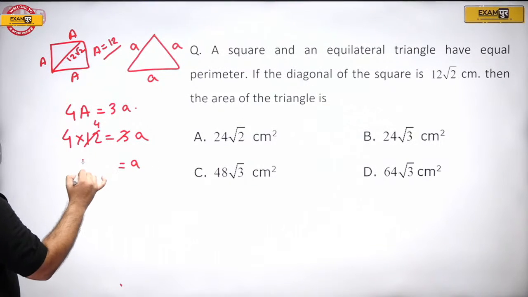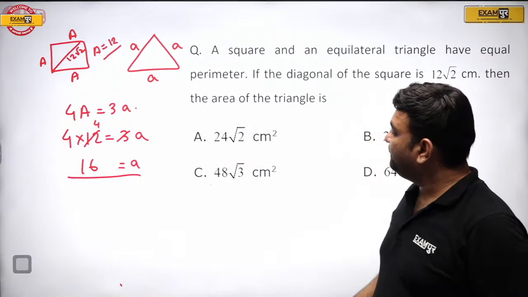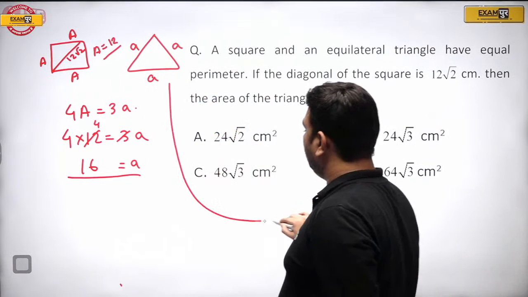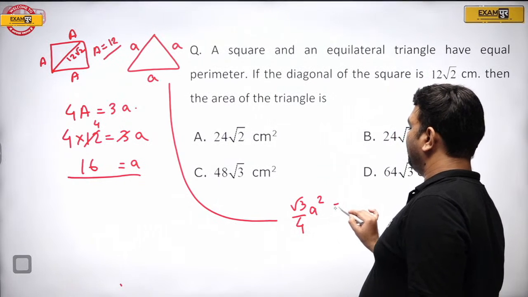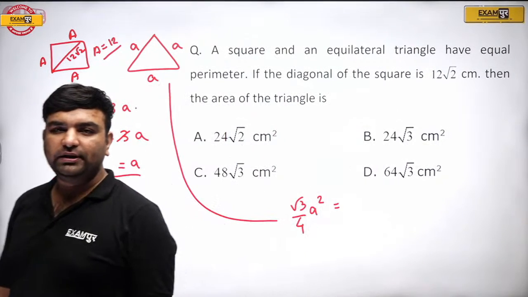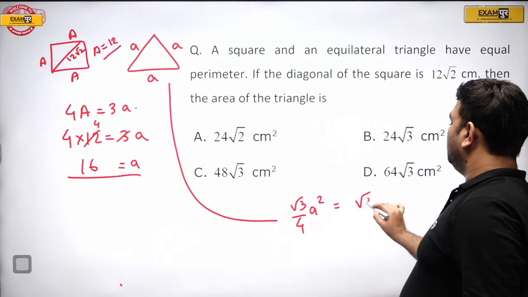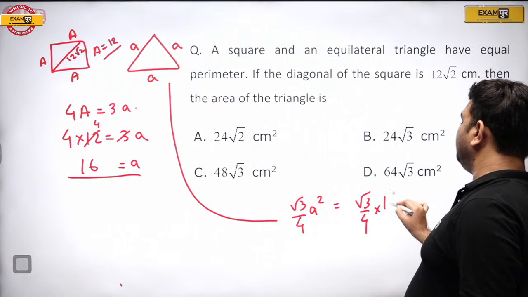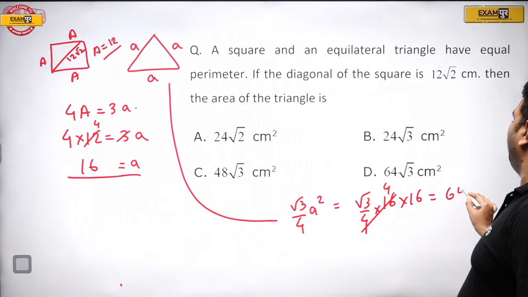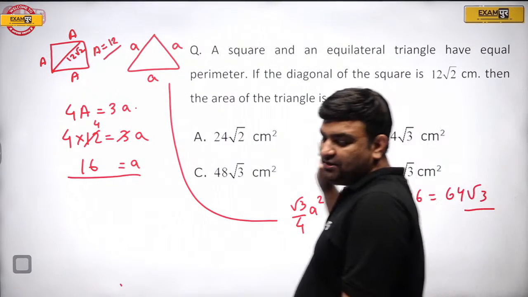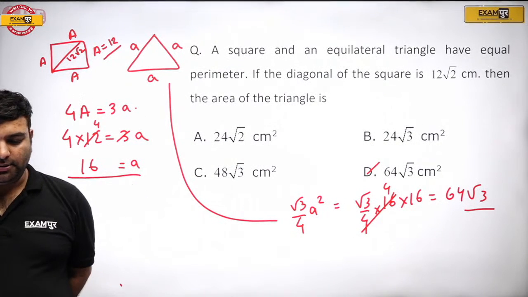Side of the triangle comes out to be 16. What is the area of the triangle? Area of the triangle is root 3 by 4, side squared. So root 3 by 4, side ka square, 16 into 16. 64 root 3. Perfect. Well done, Shrivani and Harika.